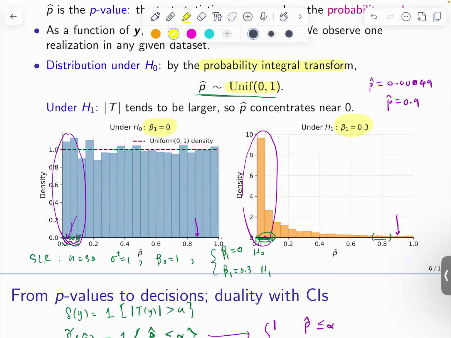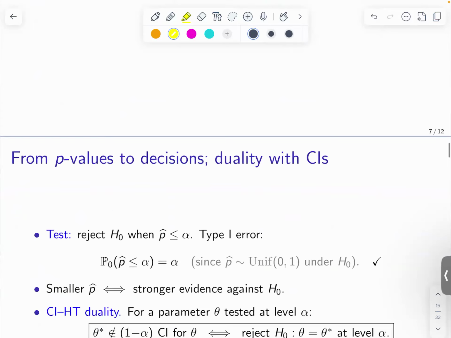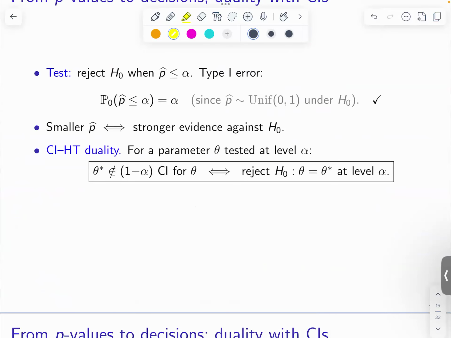Sounds good. Okay, we're out of time. Not out of time, but running out of time. So some people will say a smaller p hat is strong evidence against H0. I think what I described is more precise, so you can take it as you want. Once you understand what is going on, you can interpret it as you want.